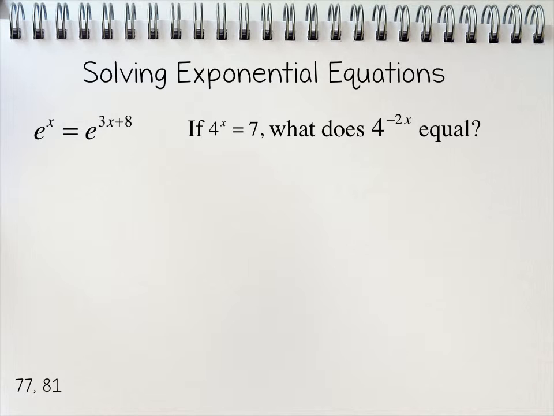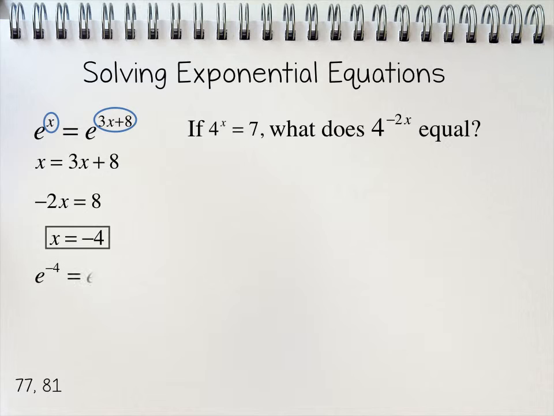Here we have an example. e to the x equals e to the 3x plus 8. Once again, setting our exponents equal, we'll solve for x. We get that x is equal to -4. We can test this value by substituting -4 in place of x in our original equation. And we get a true statement that e to the -4 equals e to the -4. So my solution of x equals -4 is correct.